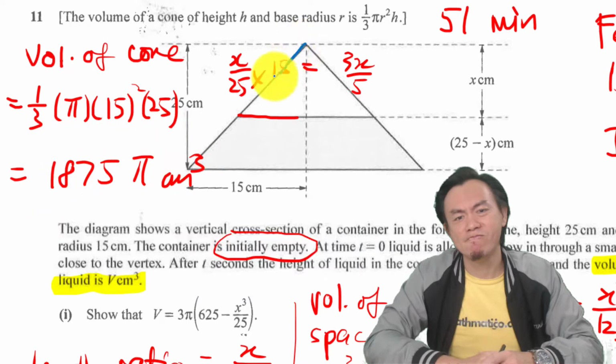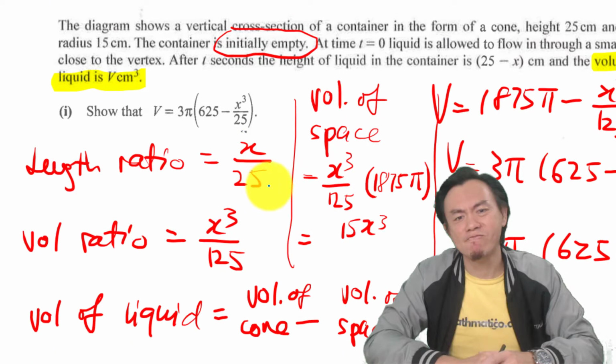Next, we look at the length ratio between this empty space here, the small cone, and the big cone, which is the entire thing. The length ratio would have been this height here, which is x, over this entire height here, which is 25. So we have x over 25, the length ratio. That's correct. The volume ratio then would be the cube of this length ratio, isn't it?